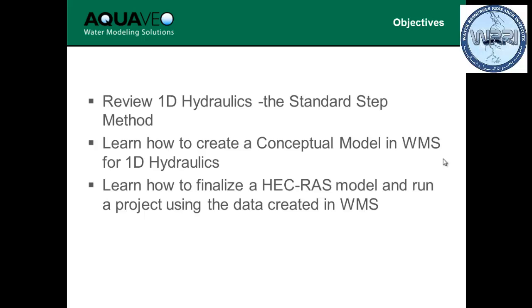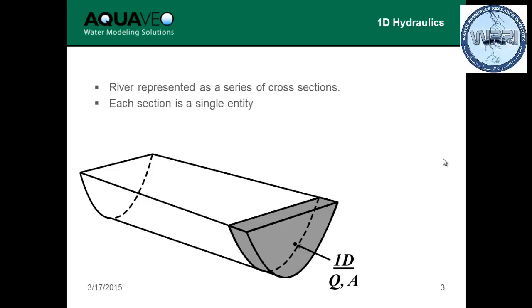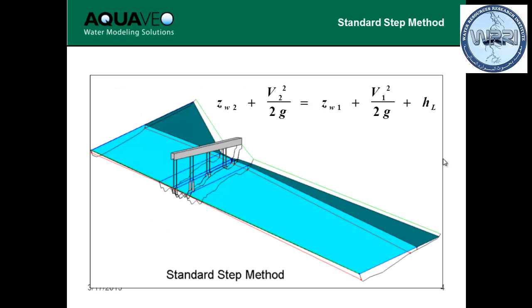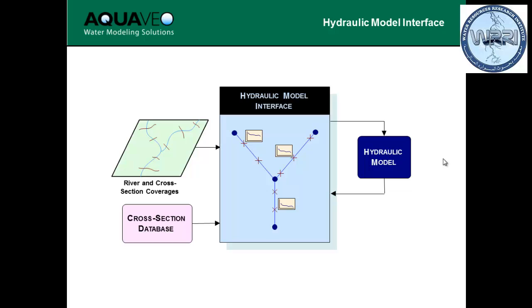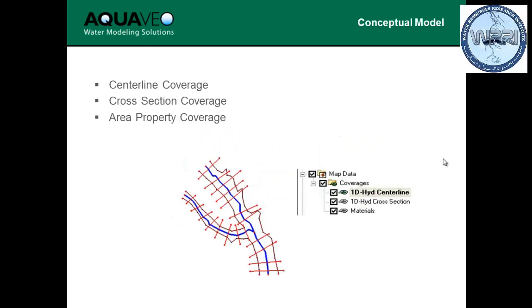Okay, so we're talking about the HEC-RAS. Standard step method is what HEC-RAS uses. It uses the energy equation to get my velocities and water depths. And WMS uses something called the cross-section database. And the cross-section database is just where your cross-sections are stored in WMS. It's just a bunch of text files that it's used to store the cross-sections. It's not a database necessarily, it's just some files, text files.